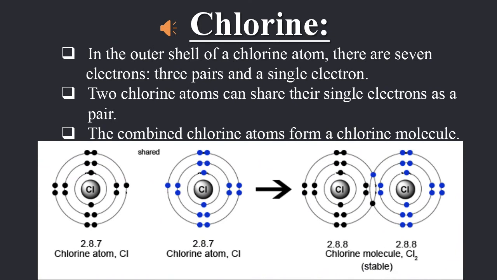Chlorine molecule. Dear students, in the outer shell of a chlorine atom, there are 7 electrons, that is, 3 pairs and a single electron. 2 chlorine atoms can share their single electrons as a pair and become stable. The combined chlorine atoms form a chlorine molecule.